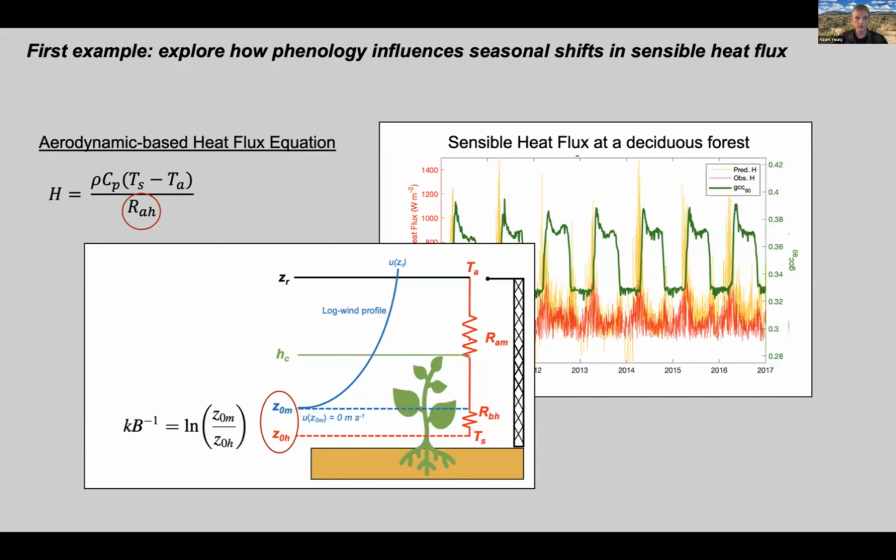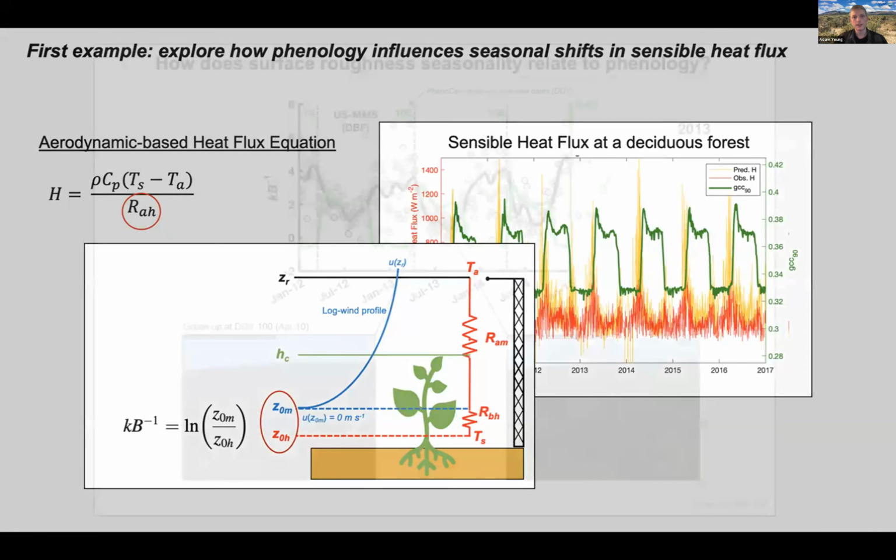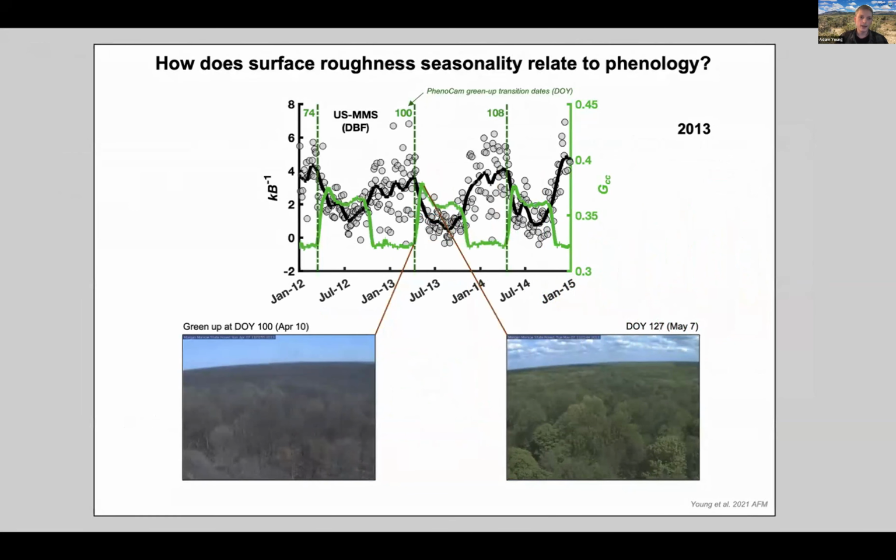We ultimately were able to figure this out by backing out and estimating this KB inverse value for a bunch of different sites within the AmeriFlux network, plotting their time series, and then comparing that to what we get from phenology using PhenoCam. So here we have our KB inverse term, and we see that it's higher in the dormant season, and then it decreases as we go into the growing season, which is inversely related to greenness over the course of the year.